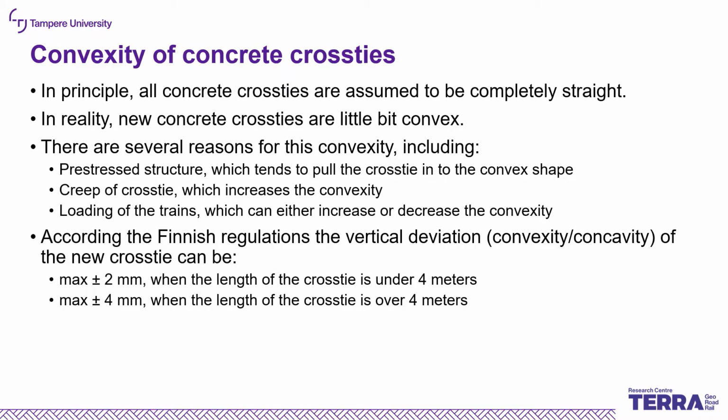And according to the Finnish regulations, the vertical deviation, when we are talking about convexity or concavity, of a new crosstie can be a maximum of 2 millimeters when the length of the crosstie is under 4 meters, and it can be 4 millimeters when the length of the crosstie is over 4 meters. So this is a little bit tighter than the EN standard. The EN standard is looser on this, but we have these kinds of regulations in Finland.